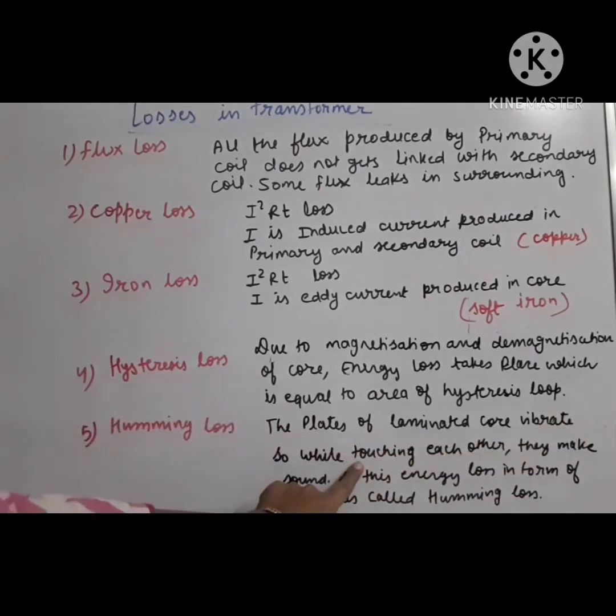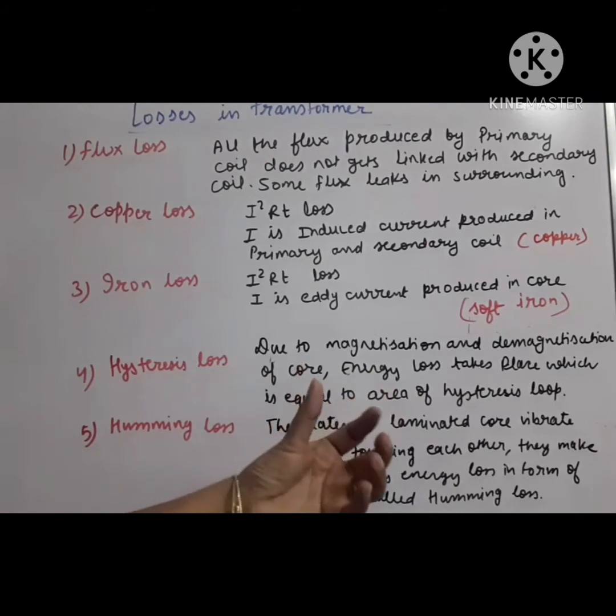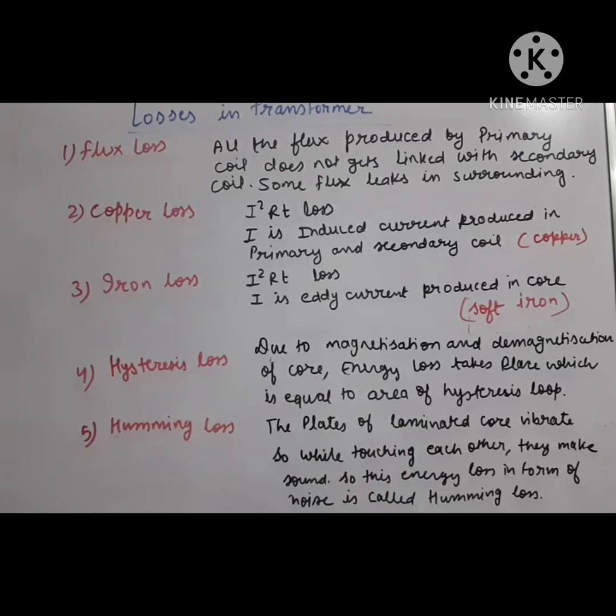So while touching each other, these plates make sound. This is also a kind of loss only. Sound is a form of energy, so that means some energy is wasted in making sound. Unnecessary sound is called noise. That's why this energy loss in the form of noise is called the humming loss. So when the plates collide with each other and make noise, that noise loss or energy loss is called humming loss. So these are the different types of losses which take place in the transformer.